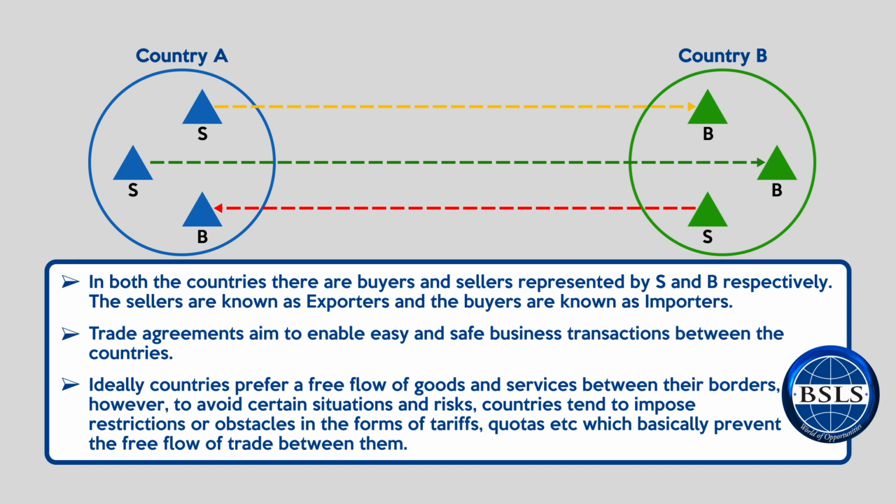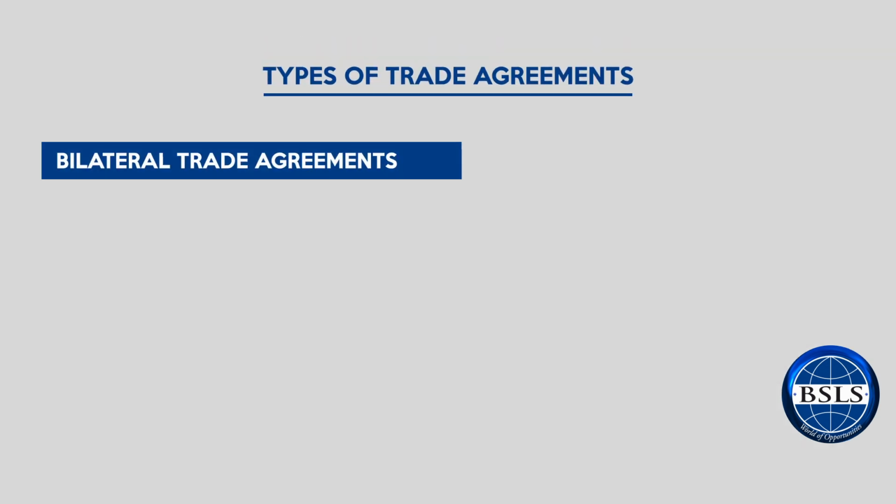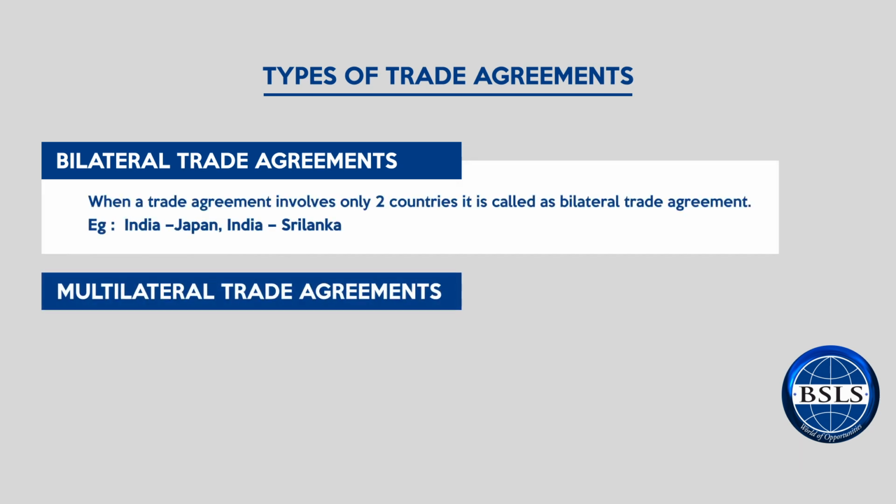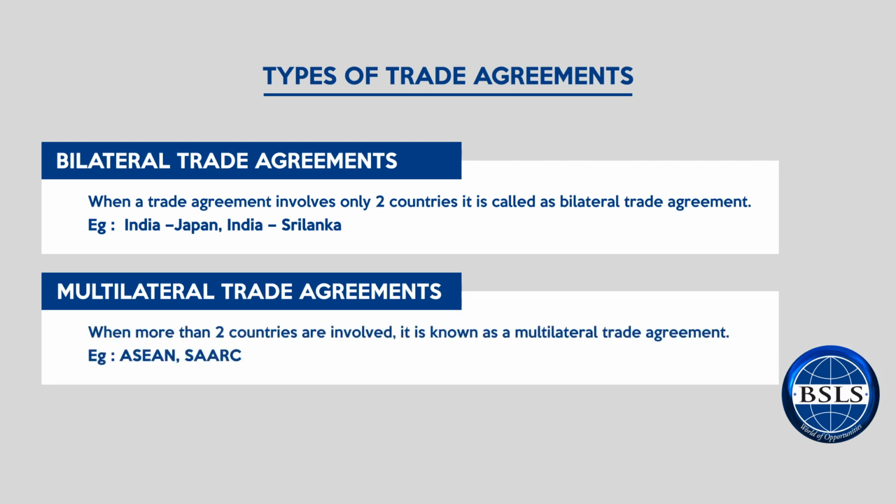Depending on the number of countries participating, trade agreements are broadly classified as bilateral and multilateral. When two countries engage in a trade agreement, it is referred as a bilateral trade agreement. Examples are India-Japan and India-Sri Lanka. On the other hand, when there are more than two countries involved in a trade agreement, it is referred to as a multilateral trade agreement. Examples are ASEAN constituting 7 member countries and SAARC constituting 10 member countries.